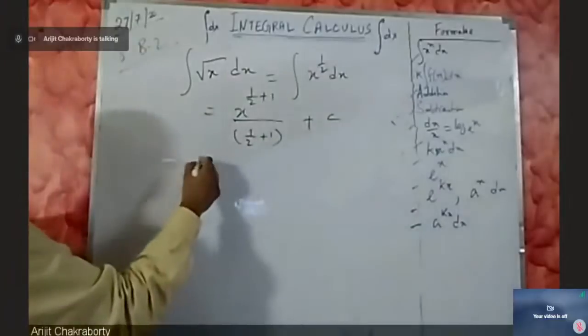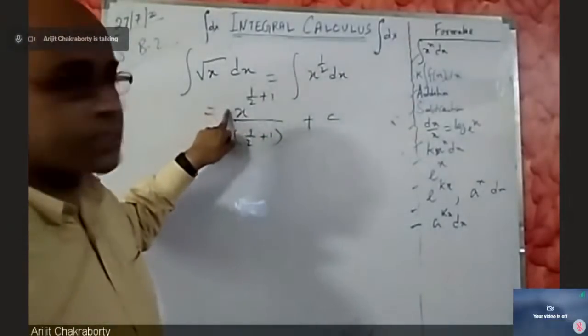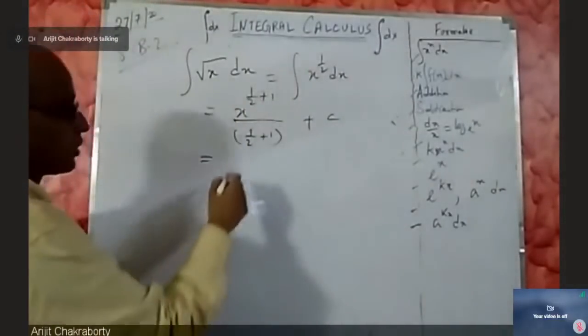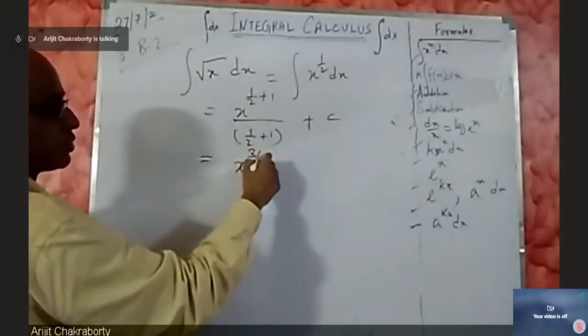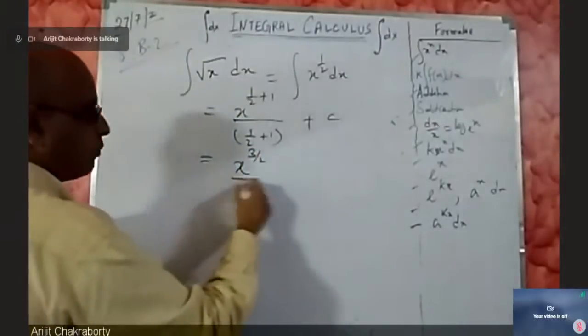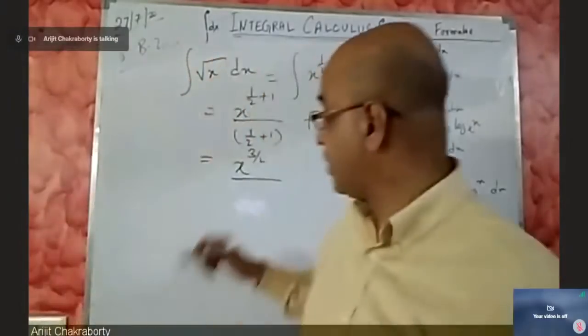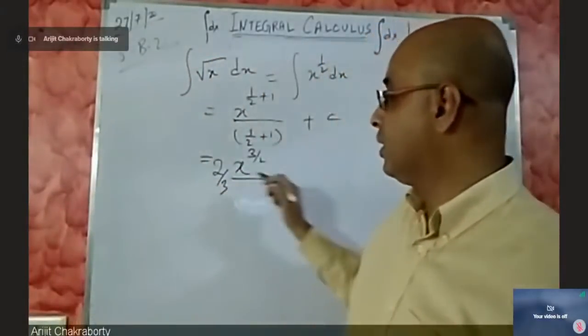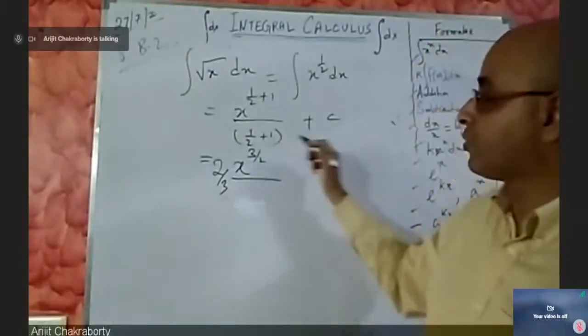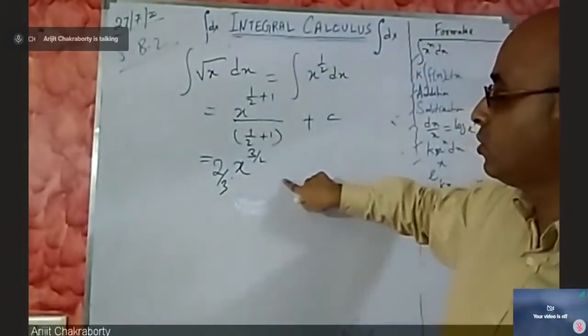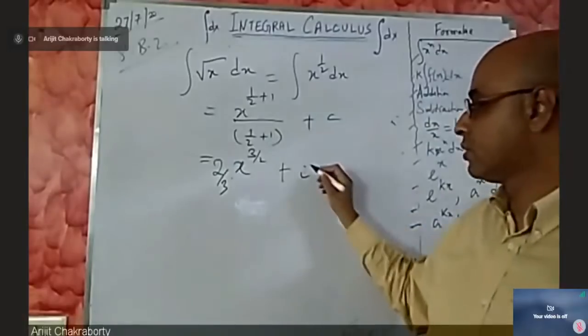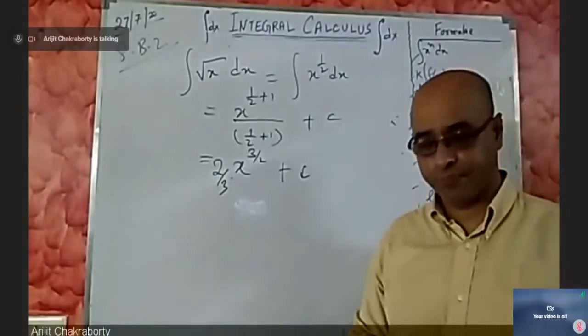So therefore, dear students, it becomes x to the power 3 by 2. In the denominator, it becomes 3 by 2. So when you change it, it becomes 2 by 3. So it becomes 2 by 3, x to the power 3 by 2 plus constant of integration c.